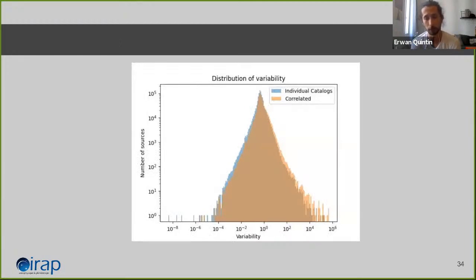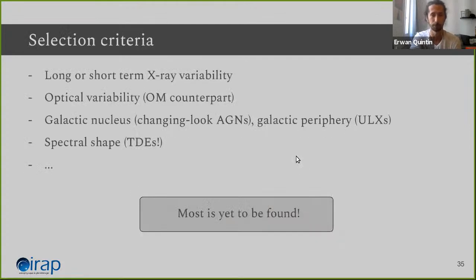So this plot here basically sums up the point of our method. This shows the distribution of variability of the sources before and after we correlated the catalogs. In blue, before the correlation, so this is by taking the catalog at face value. And in orange, this is after the correlation. What you can see is that the distribution is slightly shifted to the right. This means that we have indeed improved the overall variability of our sources, especially in the extremely variable regime here. So this shows that this method works.